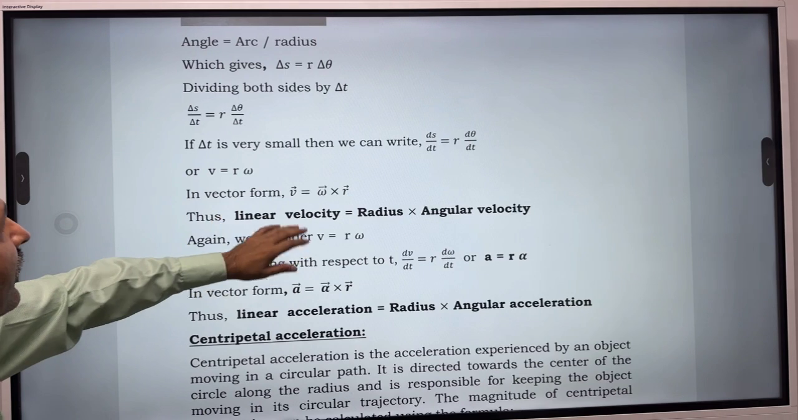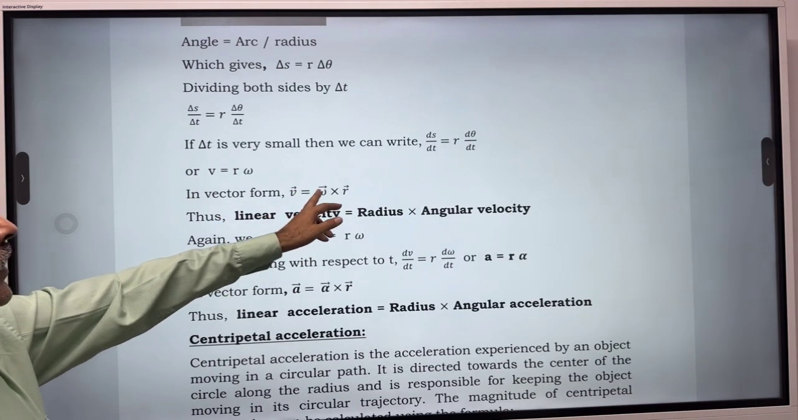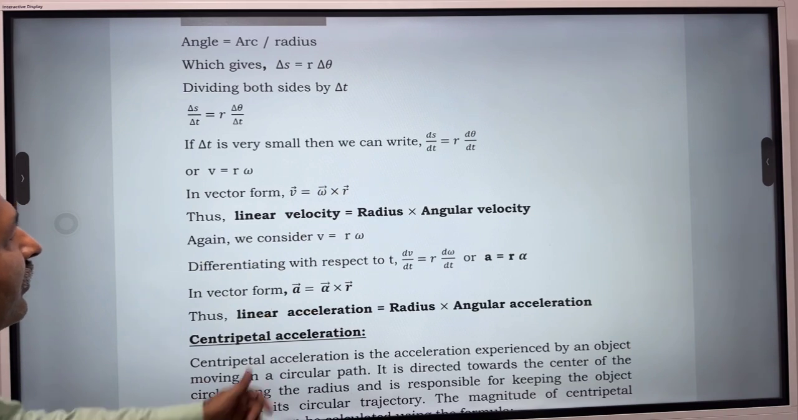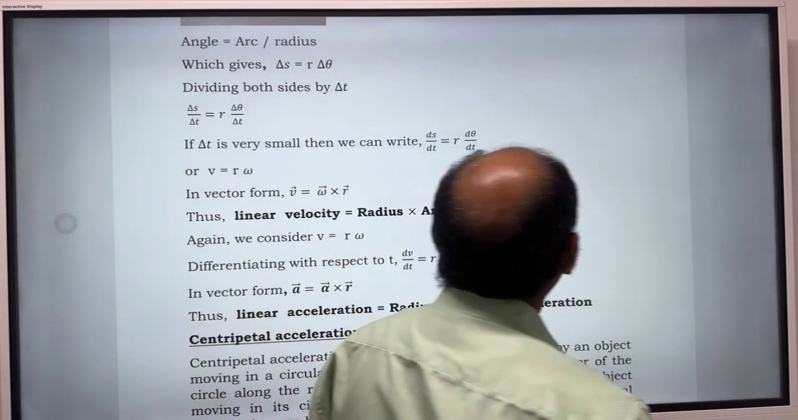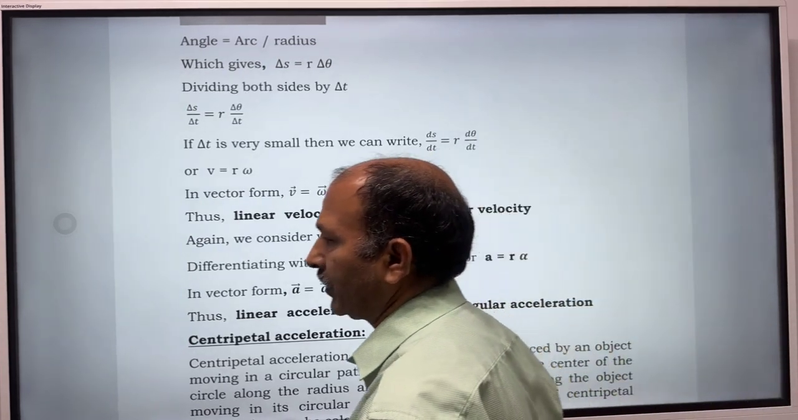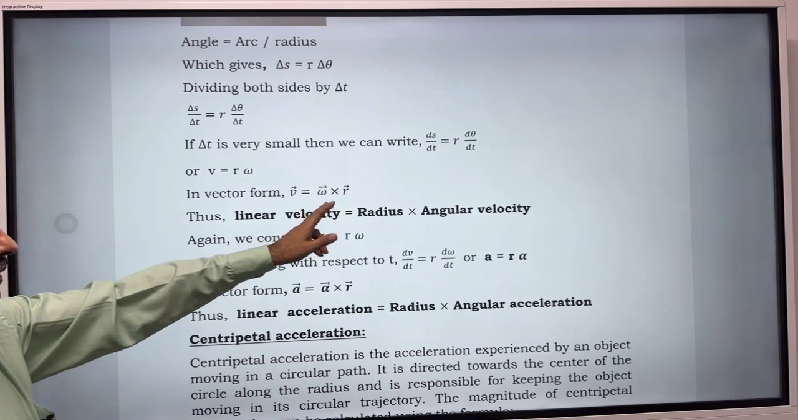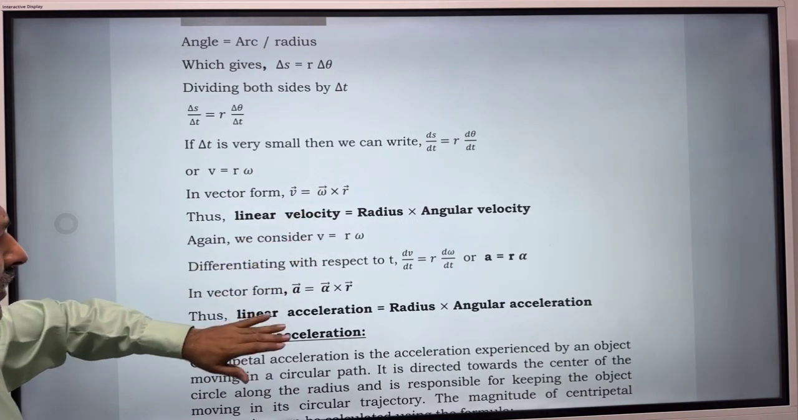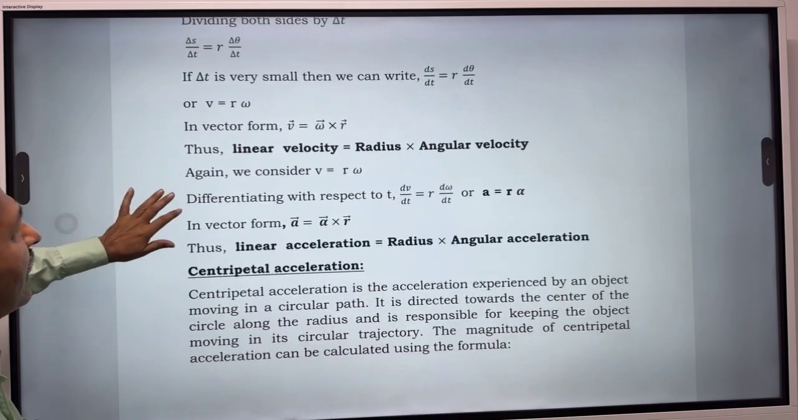In vector form, it is given by v vector is equal to omega vector cross r vector. It means it is a cross product, not the dot product, because this is a vector quantity. Dot product of two vectors gives a scalar quantity, whereas cross product gives a vector quantity. Since velocity is a vector, cross product must be done. We will do some numericals on the basis of these things, so you will understand clearly.